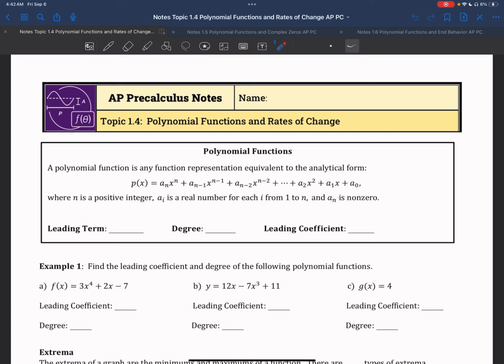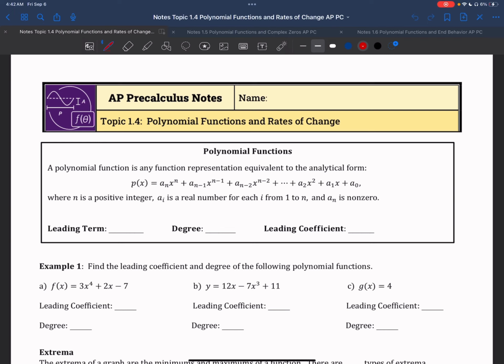The important things we're going to be talking about with polynomials first are the leading term, the degree, and the leading coefficient. So the leading term will always come from your term with the largest exponent. The degree will be the actual number of the largest exponent, and then the leading coefficient will be the number in front of the variable with the largest exponent. They're all going to be connected to each other.